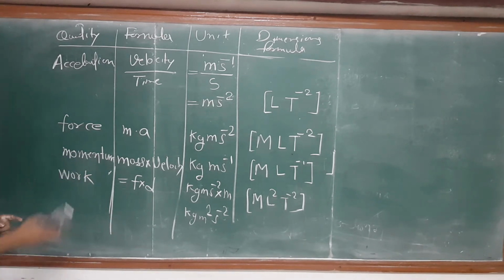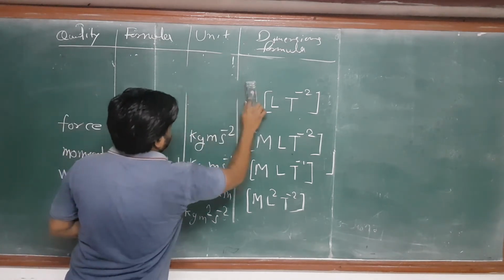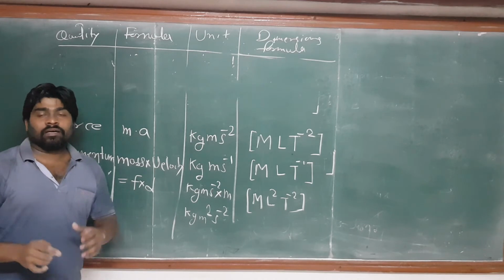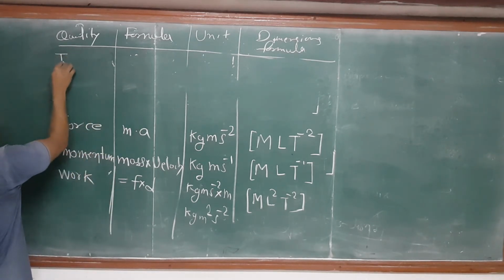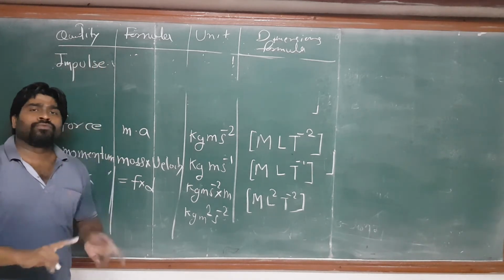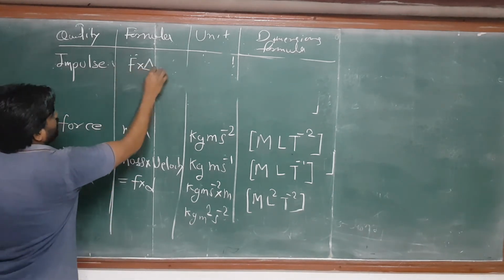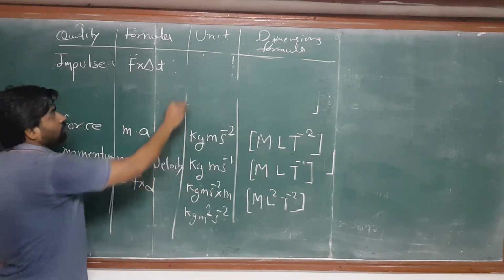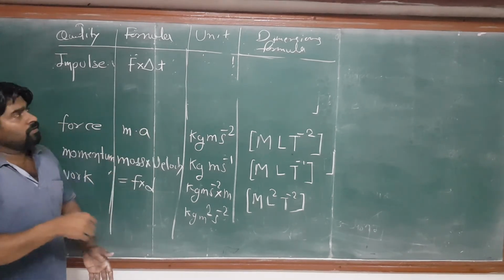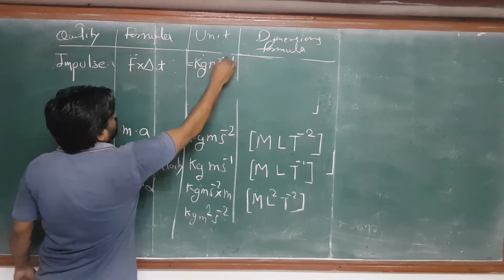Okay. Now the next is the impulse. You heard about the impulse in class 9. So what is the impulse? The impulse has formula force into change in time. It has formula F into del T. The formula of the force is ma. If you know about the unit, convert into the unit form. So the kilogram meter second inverse 2.